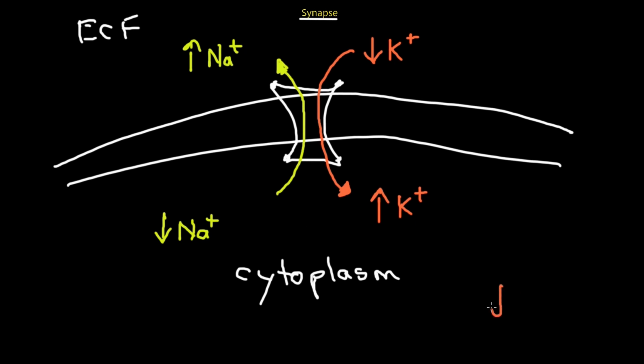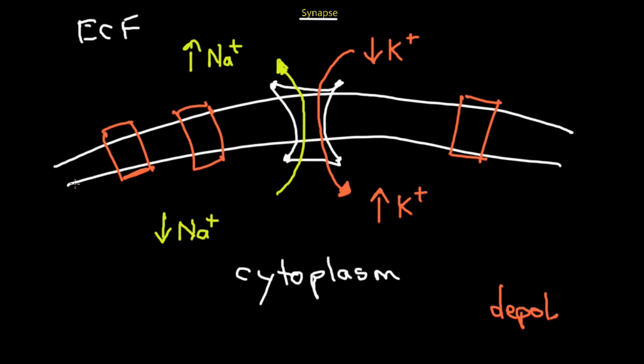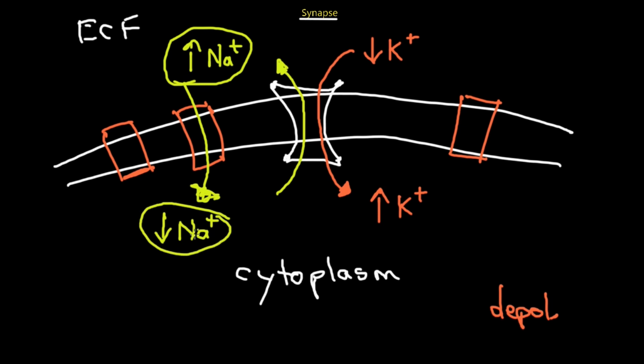Now what happens during depolarization? During depolarization, we're going to get these other channels. They're called voltage-gated channels because they respond to voltages. They respond to electrical stimuli. And these channels are going to open. The sodium channels will open once the electrical stimulus goes through, and the sodium is now going to go down its concentration gradient from higher concentration down to the lower concentration, which is inside the cell.